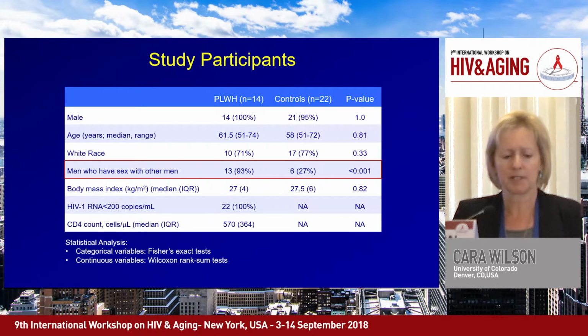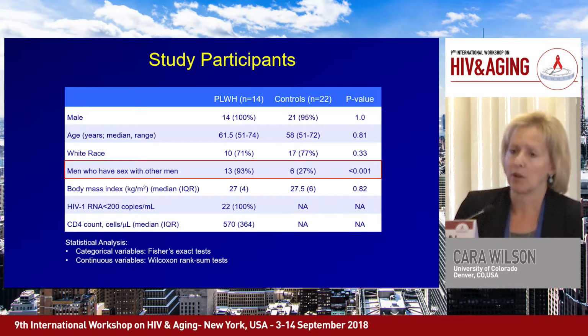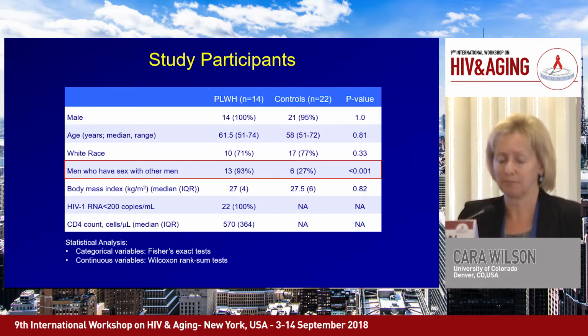So the study participants, there were 14 people living with HIV, 22 controls, so a pretty small sample size. They were well matched in terms of gender, age, averaging around 60, mostly Caucasian, and body mass indices were similar. Where we weren't able to match well had to do with sexual practices. And that might become an issue in terms of interpretation of the data. Again, the HIV-infected cohort was suppressed. CD4 count was close to 600 on average.